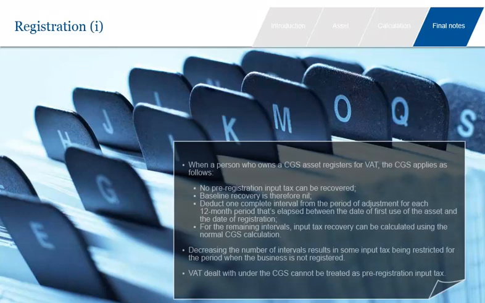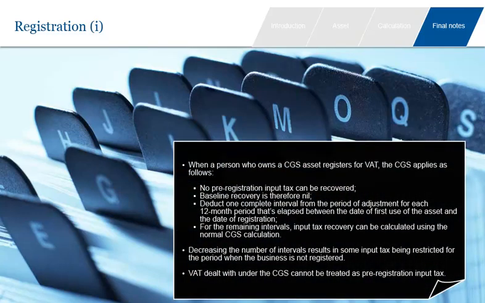Although uncommon, it is not unheard of for the owner of a CGS asset to register for VAT after it has been purchased. In this case, no pre-registration VAT can be recovered, so the baseline recovery is nil. To take account of the asset's use during the pre-registration period, one interval is deducted from the adjustment period for every 12-month period between the date of first use and date of registration. The CGS then proceeds. We will see how this operates in practice on the next slide.